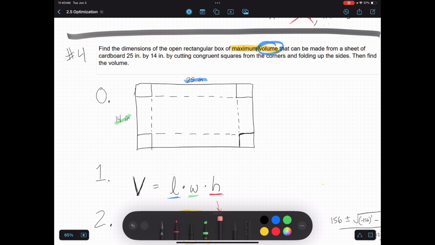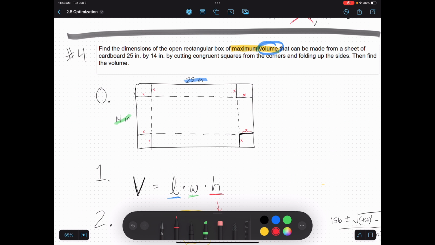What other information does this give me? It tells me that the squares that I'm cutting from the corners are all the same. That means if I say that this length is x, I'm choosing x because we don't know what size squares we're cutting out. Then what's this distance right here? Also x. What about this distance? It's also x because it's squares. All of these distances are a length of x. So this is me introducing a new variable here, x, that represents the size of the square.